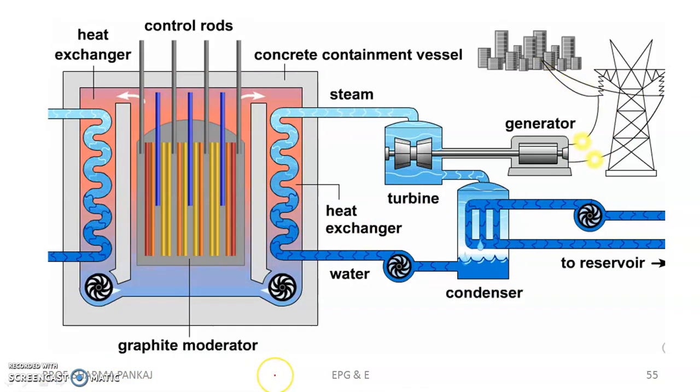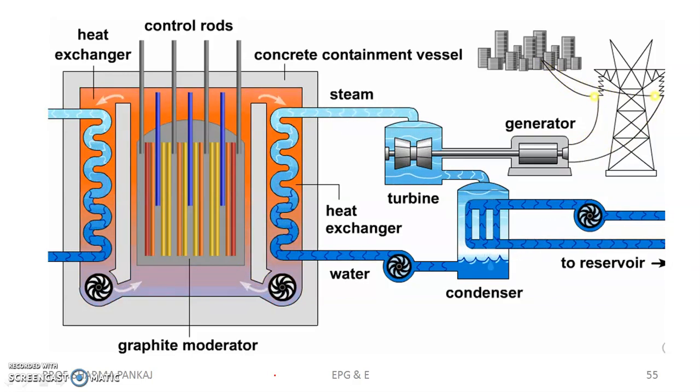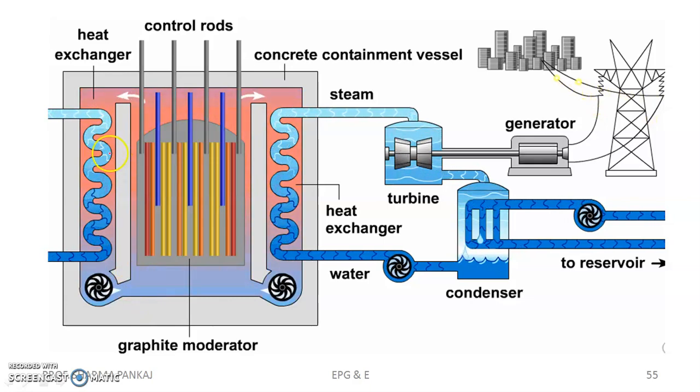This one is another working diagram showing you the details of the containment building, what is happening in the containment building. You can see the main portion of nuclear power plant is your reactor, where we have fuels, where we have control rods, where we have graphite moderator just to moderate the chain reaction, where we have heat exchanger. See this is your heat exchanger.